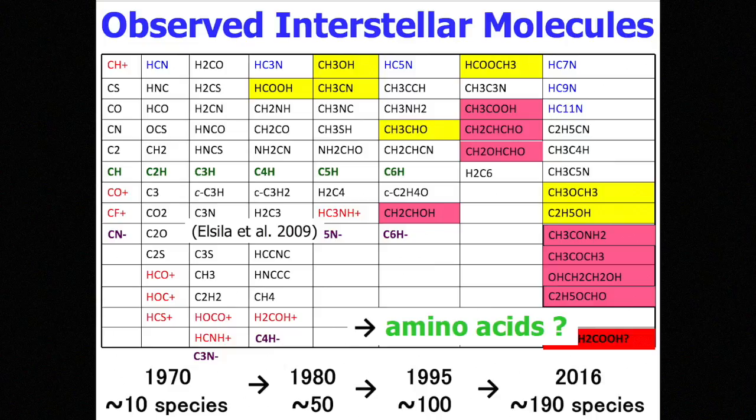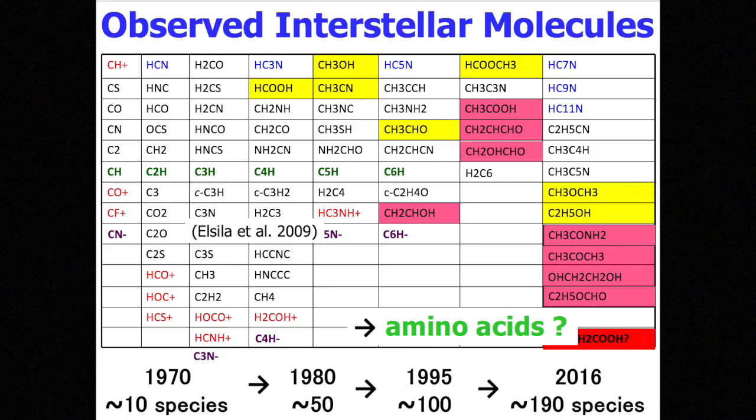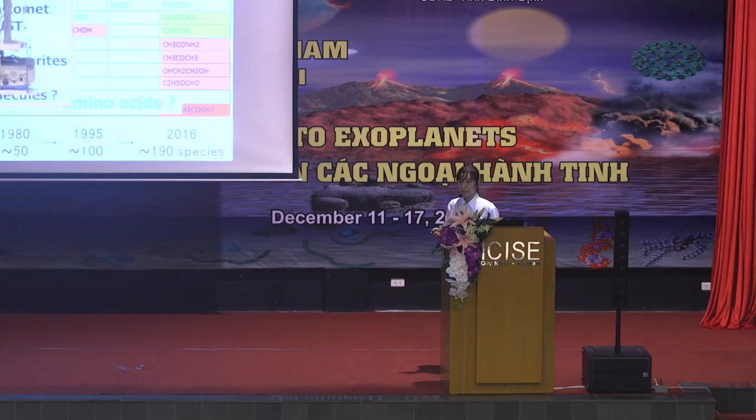On the other hand, in the case of the solar system, detection of glycine has been reported in the Stardust mission, and also a lot of amino acids are found in meteorites. So we are interested in how these complex molecules in our solar system are formed from these relatively simpler molecules found in the interstellar medium.